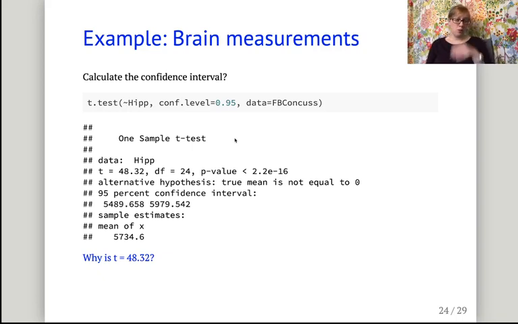The other thing I want to point out here is that you get kind of a weird result with the t. So notice that this t is now 48.32. If you don't specify an argument for mu, by default, R will take it to be 0, which is what you're seeing.